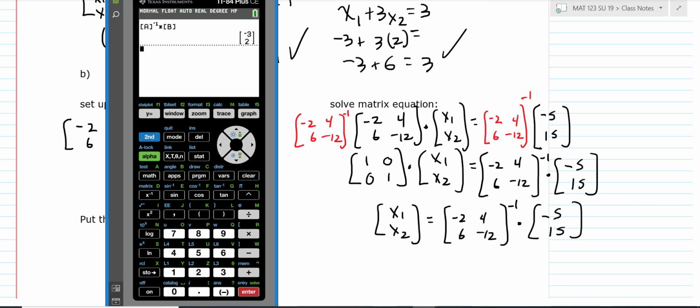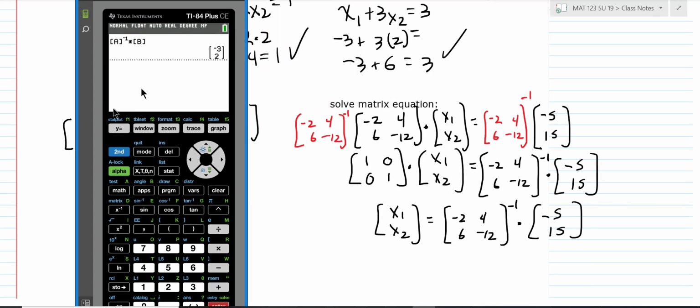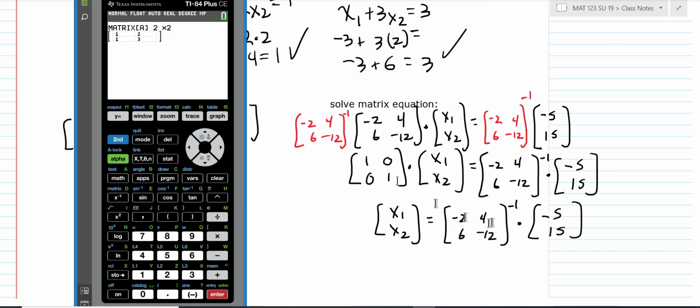So I go second matrix. I'm going to edit matrix A. So I've already got that matrix set up. It's a 2x2, and let's just put in these numbers right here. Put in the coefficient matrix. So put in -2, 4, 6, -12, go like that.